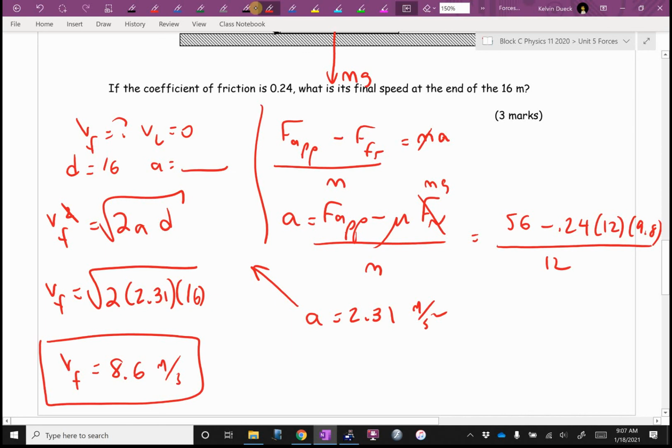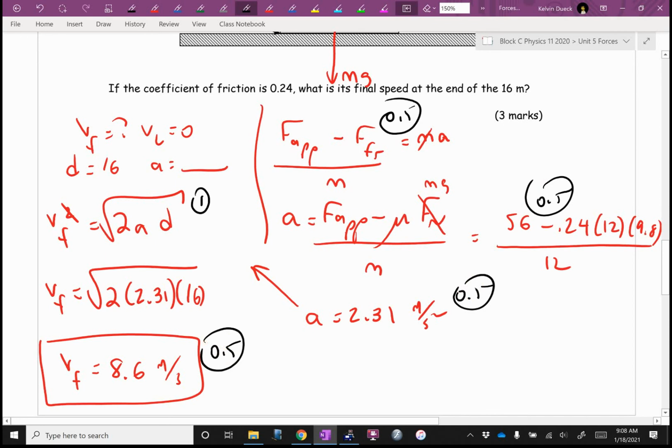Okay? Otherwise, I would probably give you 1 mark if I saw that. I would give you probably, I think, 1 mark for that. You know what? I got to break up these into half marks. I would give you a half mark for that, a half mark for that, half mark for finding the acceleration, and then a half mark for finding the velocity. Speed.